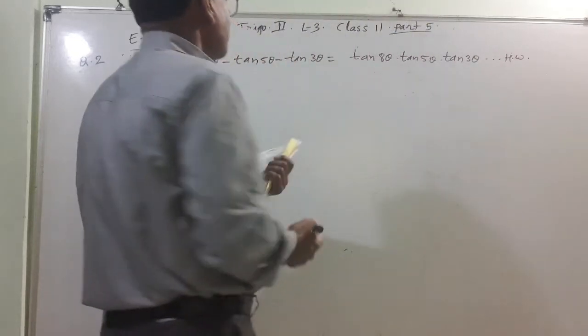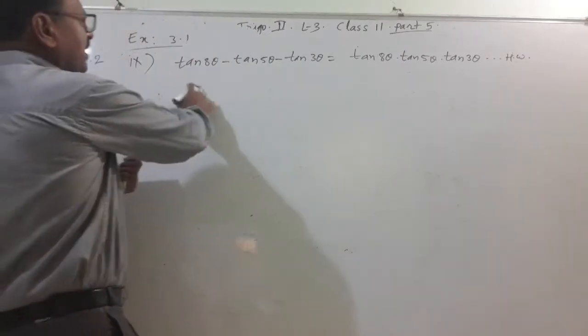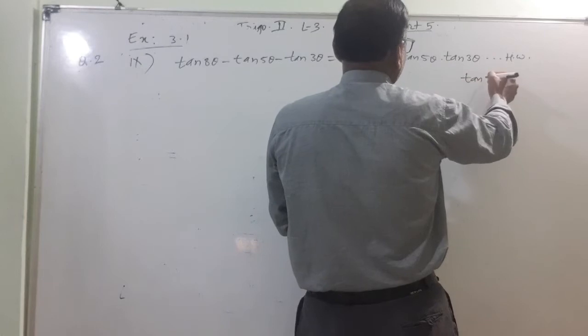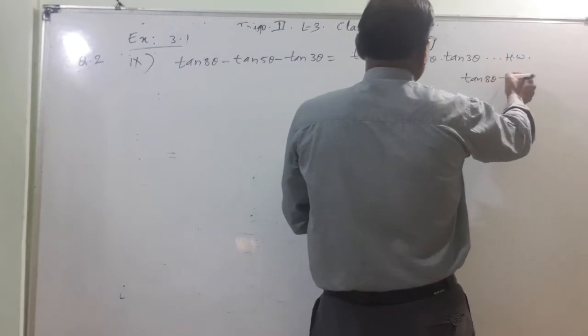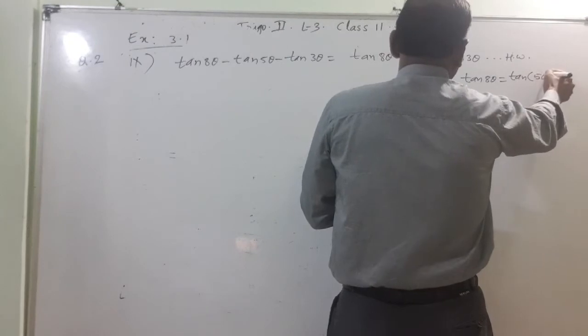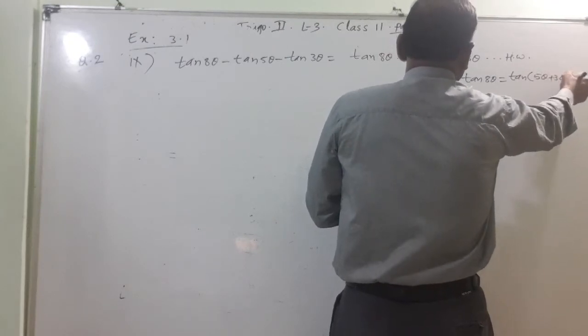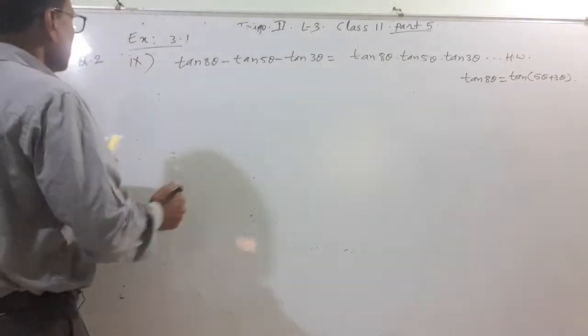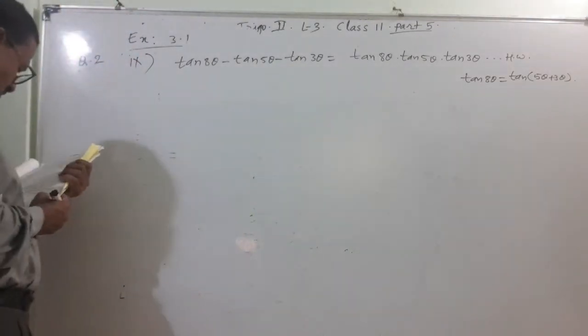How will you do it? This way I will give you the hint: tan of 8 theta is equal to tan of 5 theta plus 3 theta. This way you can go and expand it.